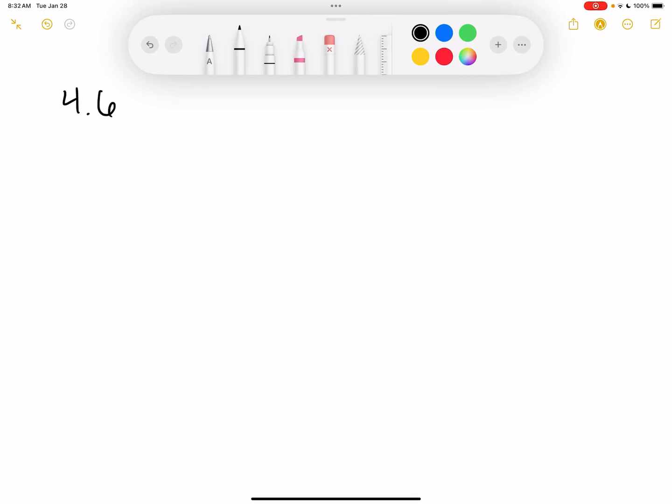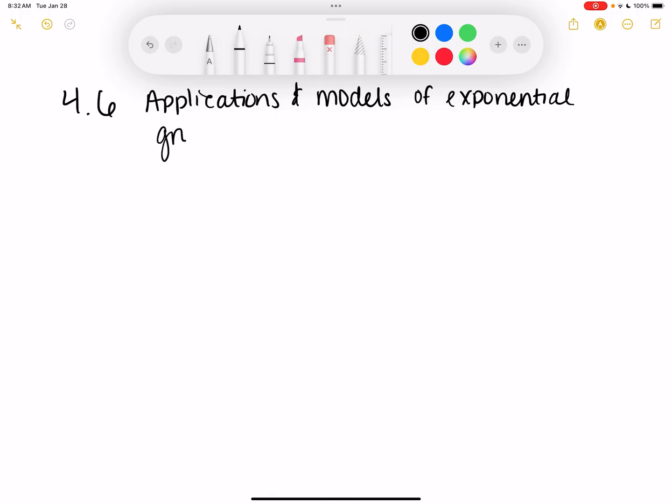All right, 4.6, applications and models of exponential growth and decay. So essentially these are just some word problems to apply what we've been doing in this chapter.